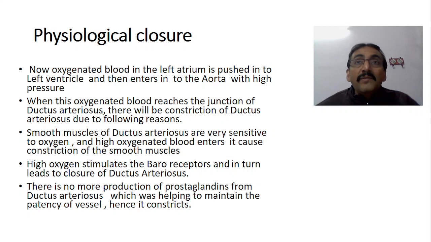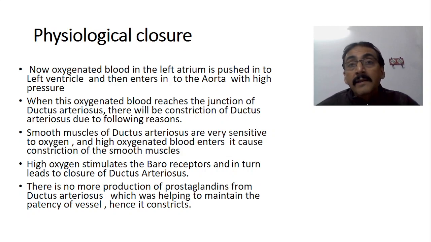The ductus arteriosus is very sensitive to oxygen, and when the highly oxygenated blood enters, it causes constriction of the smooth muscles of the ductus arteriosus. High oxygen stimulates the baroreceptors, and in turn it leads to the closure of the ductus arteriosus. That's the reason why there is a mixing of the impure and pure blood. There is no more production of the prostaglandins from the ductus arteriosus now, which was helping to maintain the patency of the vessel, hence it constricts.